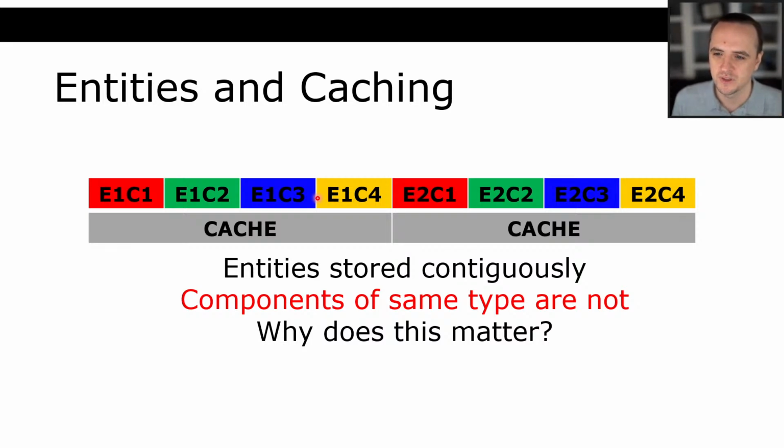However, the components are not contiguous. Each component of the same type is not contiguous. So here's something that we have to decide. Do we actually want the entire entity in the cache line? Or maybe we want something else. Well, let's have a look, right? Let's have a look.